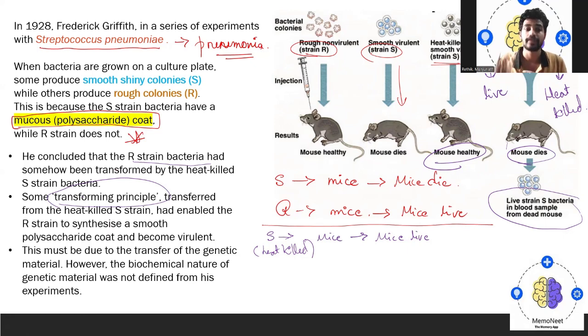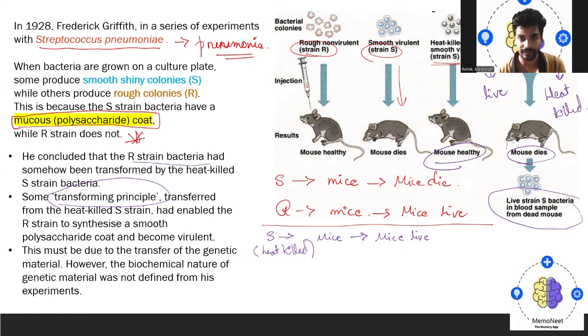Then there must be a reason for the transformation. So what might be the reason? Again, he gave a conclusion saying that there might be some genetic material which has got transferred to the R strain by the S strain, and the S strain, since it is dominant, obviously is going to express itself in the next generation.